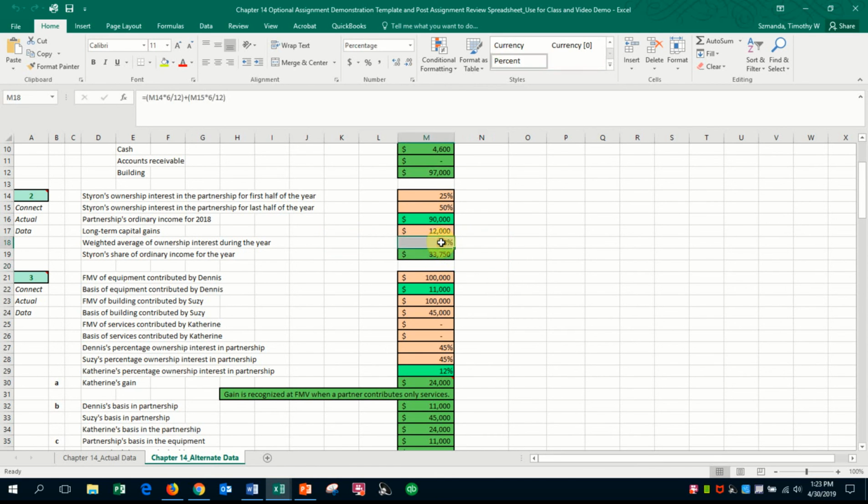So it's this 38% that we're going to apply against the ordinary income of $90,000, and we'll wind up with $33,750 using my altered data.